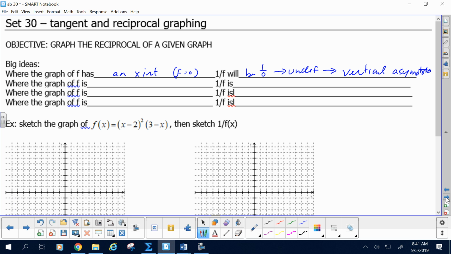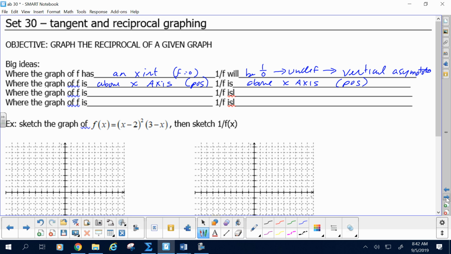Okay, so it's just the reciprocal of a positive is a positive, and the reciprocal of a negative is a negative. So where the graph of f is above the x-axis, the reciprocal will be above the x-axis. If the original is positive, the reciprocal is still positive. That doesn't change.